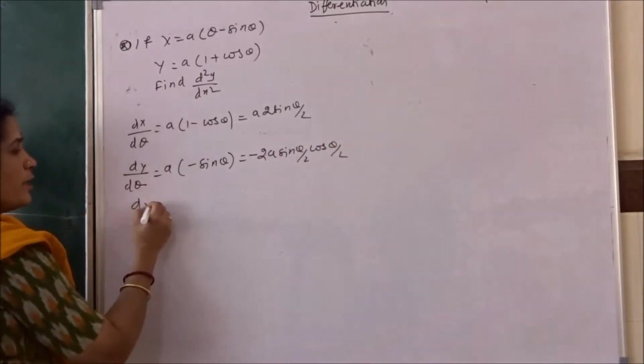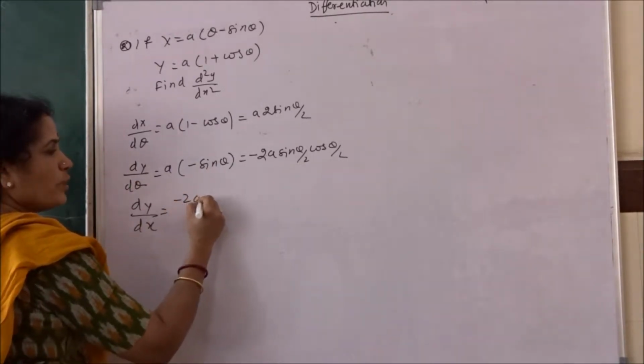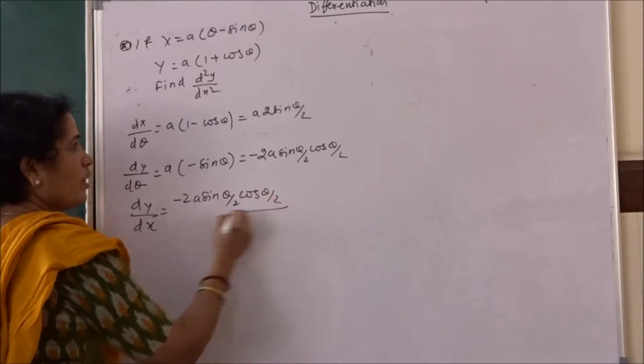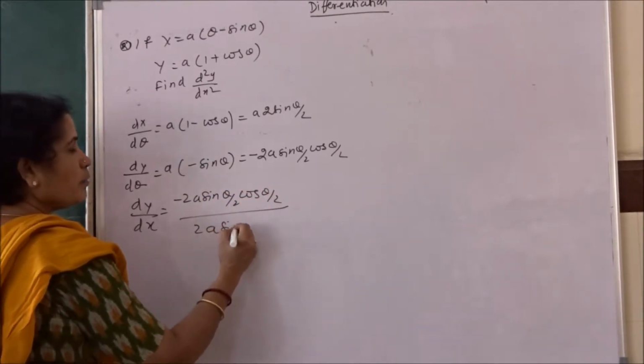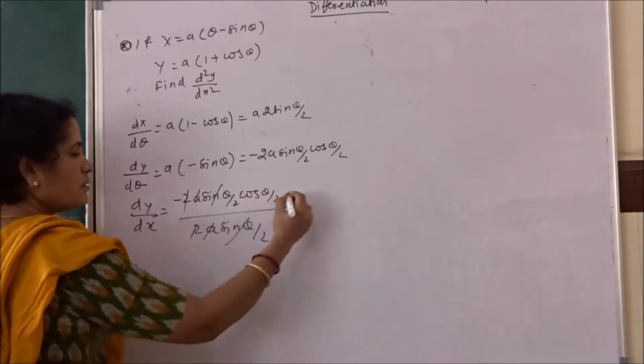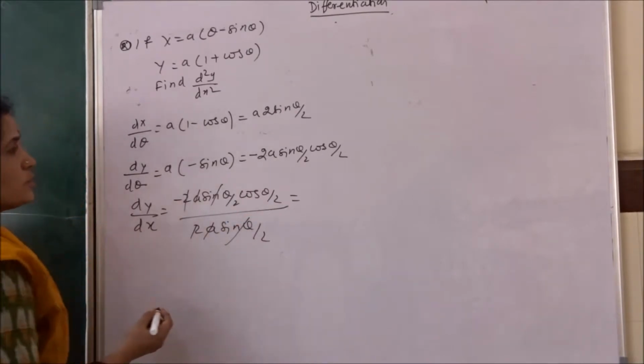Now what we require is dy by dx. dy by dx is equal to dy by d theta, minus 2a sin theta by 2 into cos theta by 2, the whole upon 2a sin square theta by 2. Am I correct? Sin theta by 2 will be cancelled, a cancels, 2 cancels, and we are getting, I hope so, a cos theta by 2.